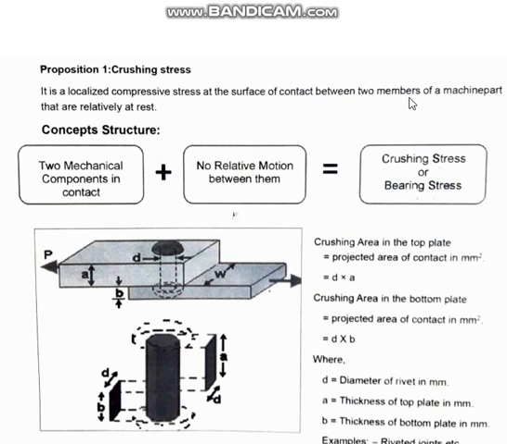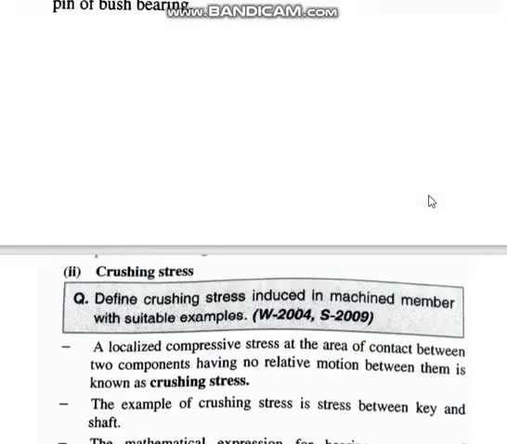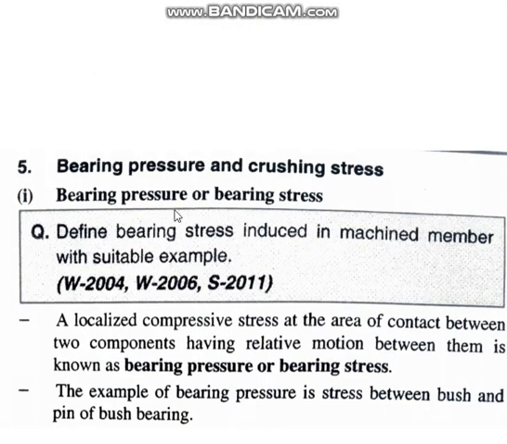The surface of contact between two members, here two members are necessary, of a machine part that are relatively at rest. This is at rest. Okay, these three things are necessary. क्या है? टू मैकेनिकल कंपोनेंट्स होना चाहिए, और दोनों के बीच में कोई रिलेटिव मोशन नहीं होना चाहिए. ओके, और तब ये सरफेस के ऊपर जो आने वाला स्ट्रेस है उसको अपन बोलते हैं क्रशिंग स्ट्रेस. Sometimes crushing stress is called bearing stress. Okay, actually in the above book, bearing pressure is shown as bearing stress. That is not correct.